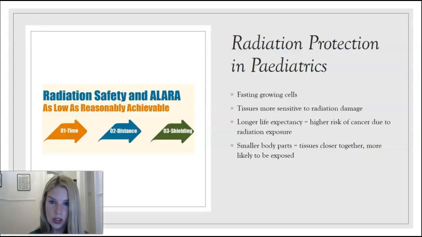Okay, so we're moving on to radiation protection. Obviously radiation protection is a big part of radiography in adults and in children, but in children we have to remember that their cells are growing much more quickly than they do in adults. So this means that they're much, much more sensitive to the damage that radiation can have, because they are growing and multiplying much quicker. They then are much more susceptible to radiation damage.